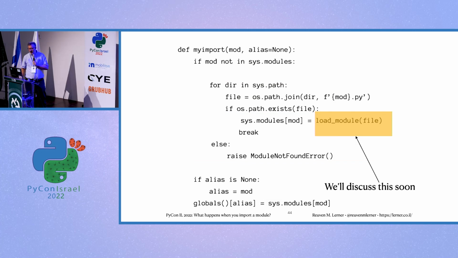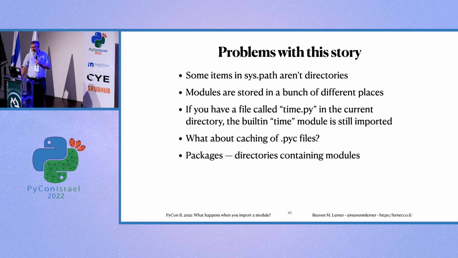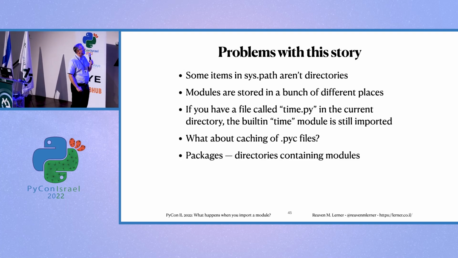And now I've got a different pseudocode function, now I've got load_module, because we're finding our files just fine. Or are we? There are some problems with this story. Problem number one is some items in sys.path, as I said, are not directories, like we saw that zip file.